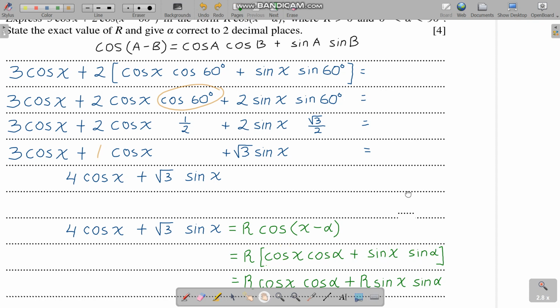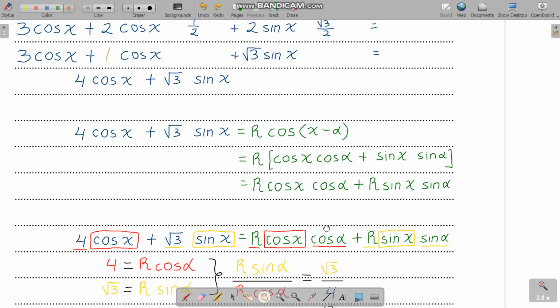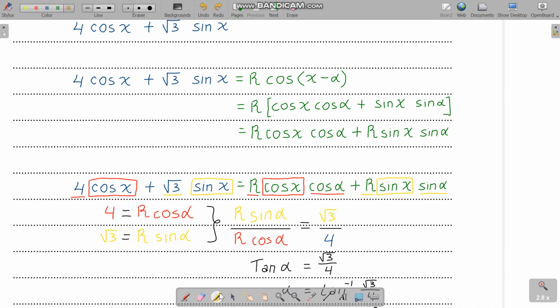And now multiply the r. Now we analyze, we equate the coefficients. So for the variable cos x, on the left the coefficient is 4. On the right, the coefficient is r cos alpha. So r is a coefficient, alpha is also a coefficient because they are constants, they are not variables. So we have r cos alpha equals 4.